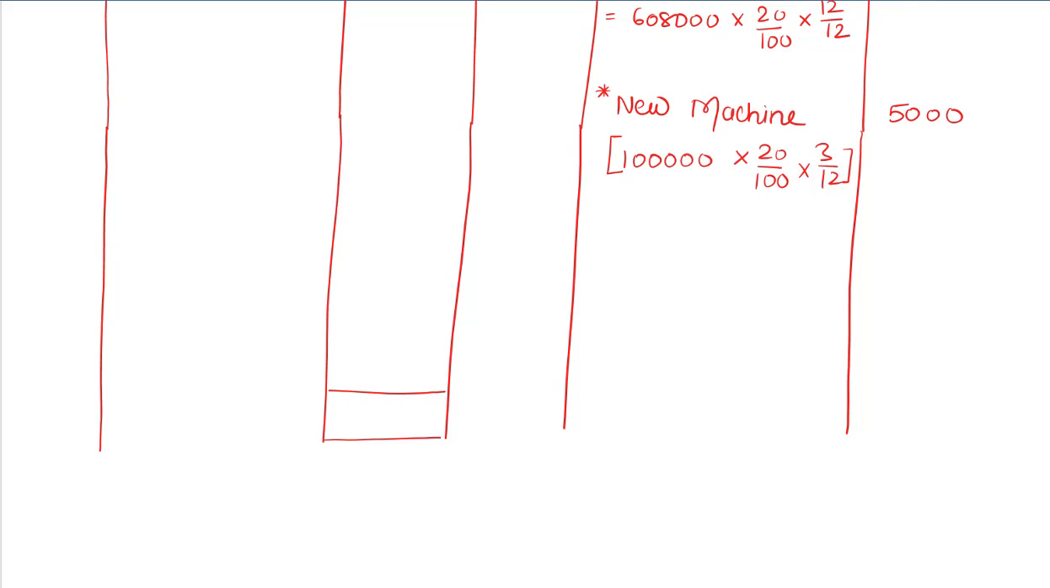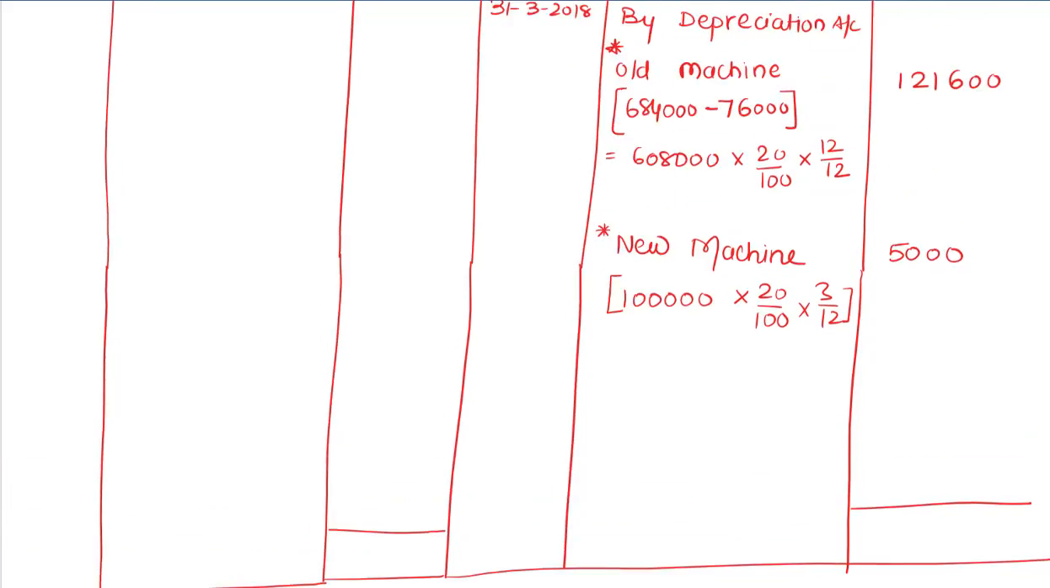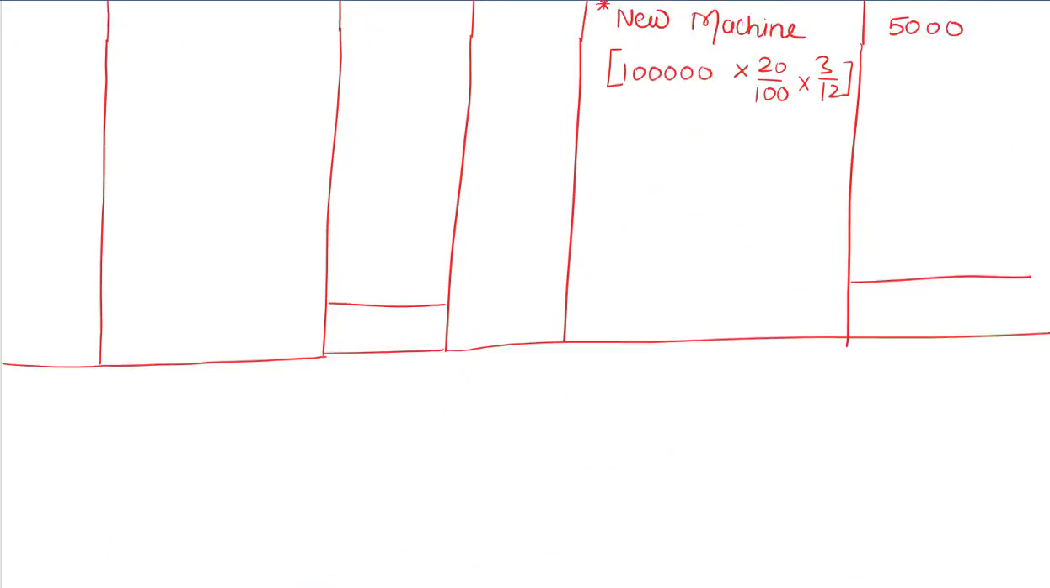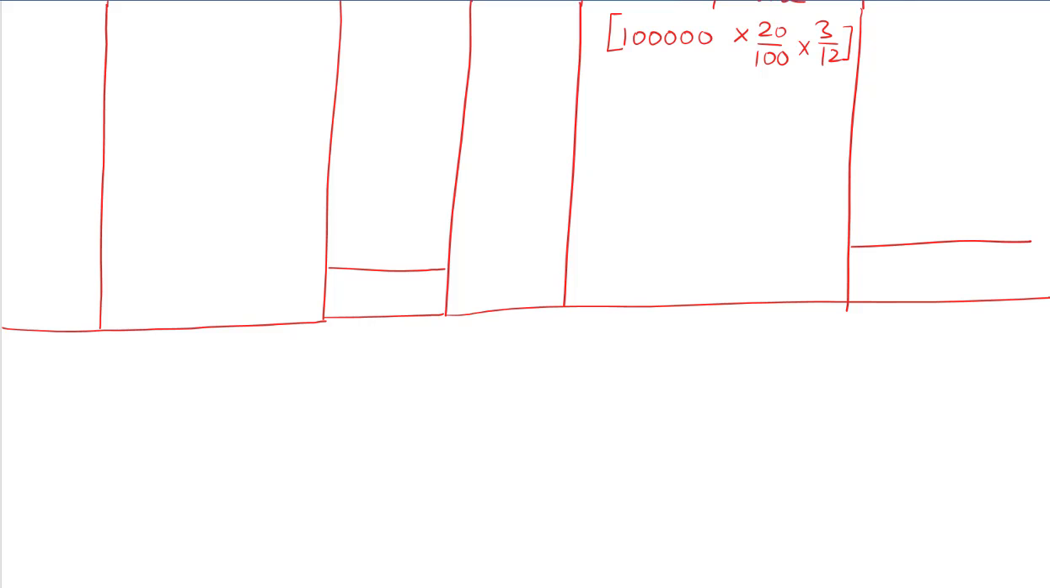Make a total over here. On your calculator, 6,84,000 plus 90,000 plus 10,000. It's 7,84,000.